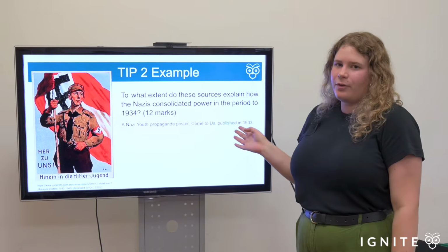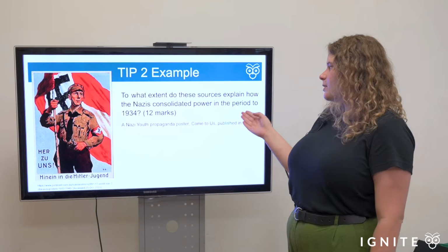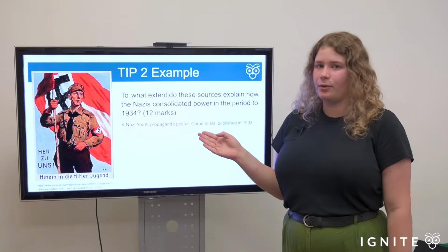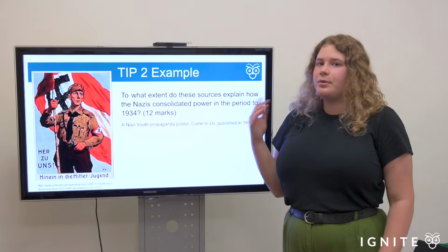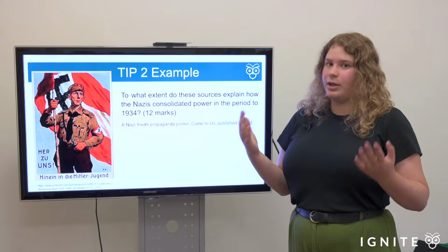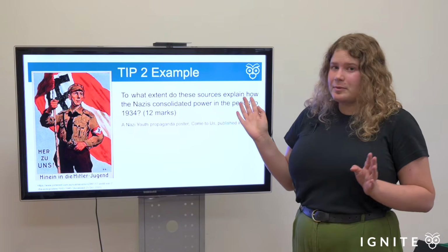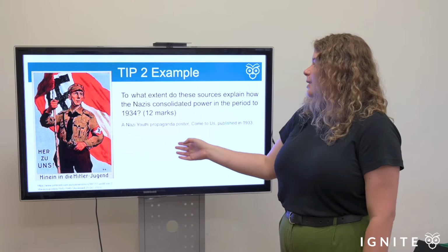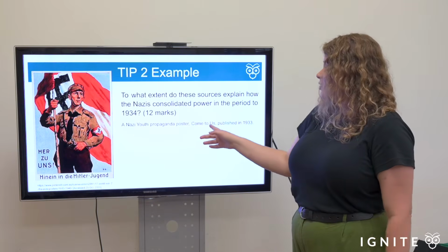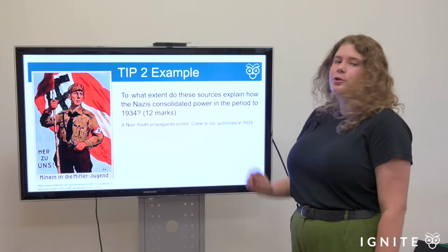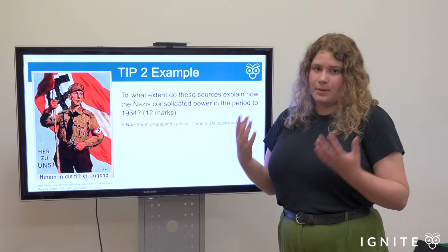Here's an example of a more difficult question. I have here, to what extent do these sources explain how the Nazis consolidated power in the period to 1934? I've only chosen one source to look at here, but in a question like this, you would most likely be given 2 or 3 or even 4 sources to analyze. Here we've been given some text, so we should always read that and always pay attention to it. It says a Nazi youth propaganda poster, so they're giving us some information, and then it's translated for you. It says, come to us, and it's from 1933. If they've given you this, it's a really good thing to pick up on.